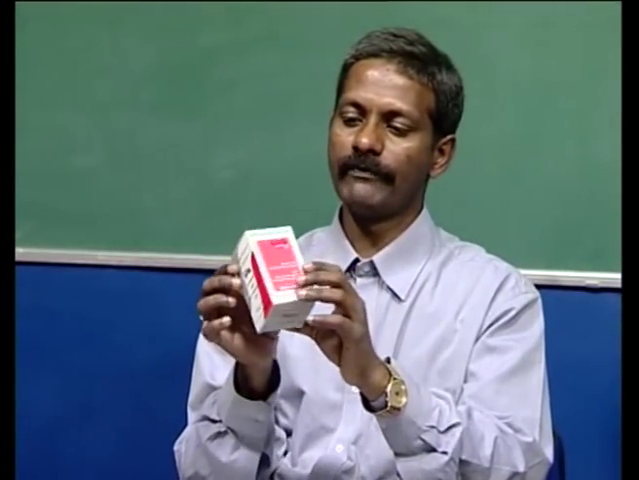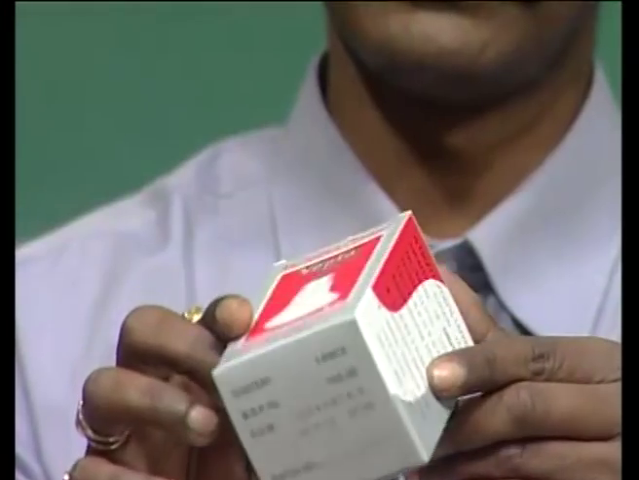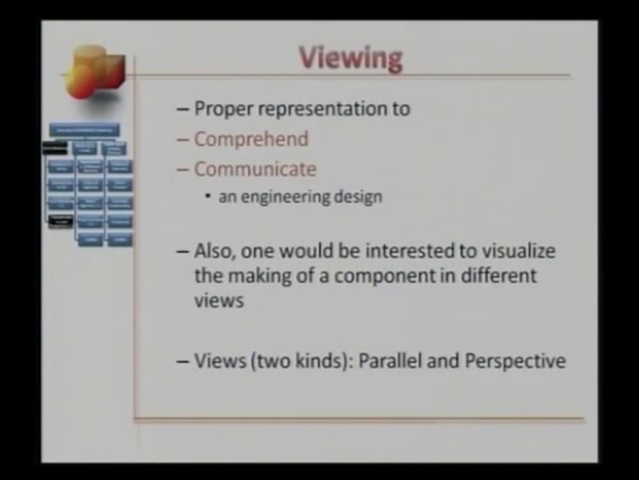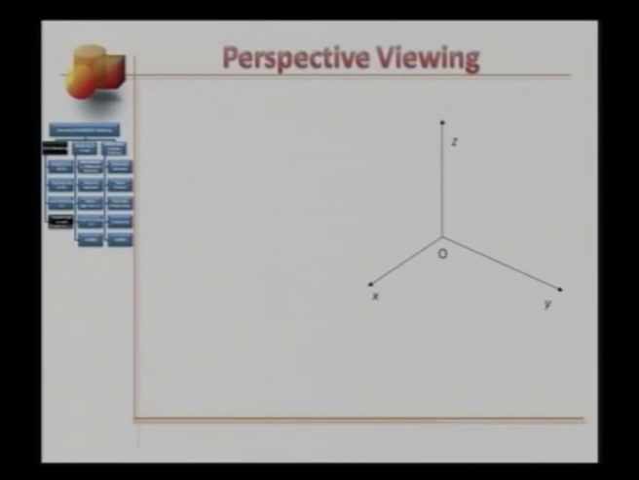We'll talk about different aspects of viewing in this lecture. Views are of two kinds, parallel and perspective. Let's take the perspective views first. Let's start with a three-dimensional Cartesian space. The axes are marked here, and so is the origin. Consider any point P with coordinates x, y, and z.